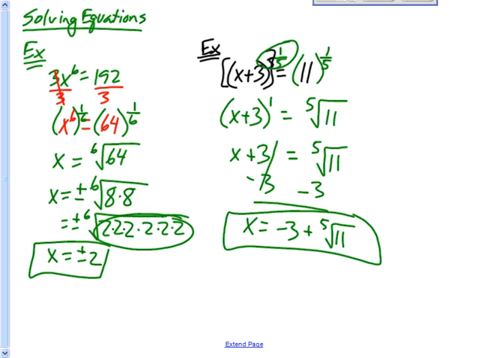Or, if you want to, you can punch that into your calculator. You get about, let's see if I got it here. It's about negative 1.38. Okay. Let's do one more here.